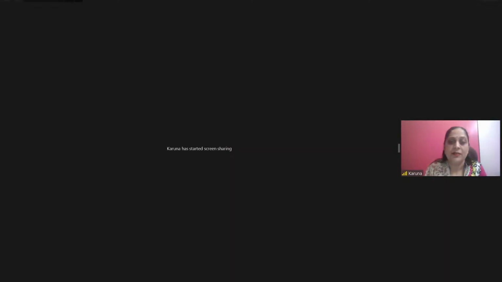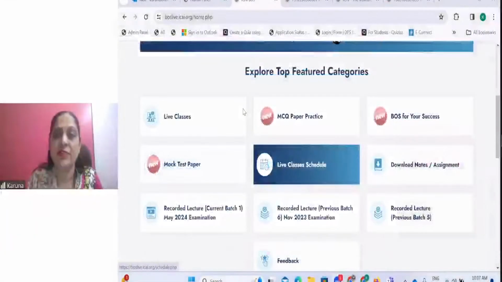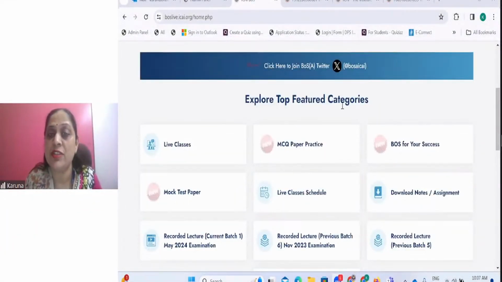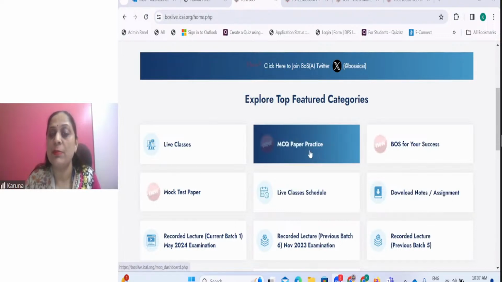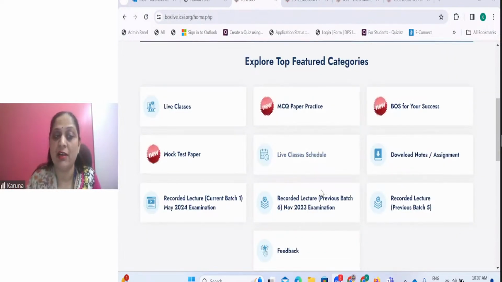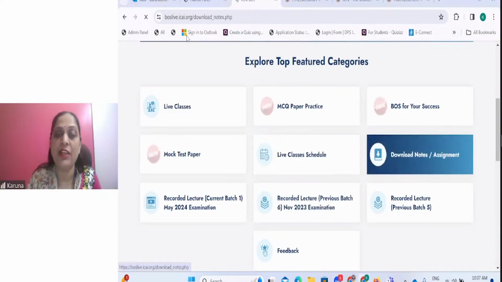I have opened it. So you can see that when you log in, you can also join the BOS Academic Twitter handle. On that we always upload your recent amendments and whatever we are coming out with, like for the new batch or BOS for your success. When you log in, you can see your live classes, MCQ paper practice, BOS for your success, live class schedule, mock test papers, notes, and everything is over there.